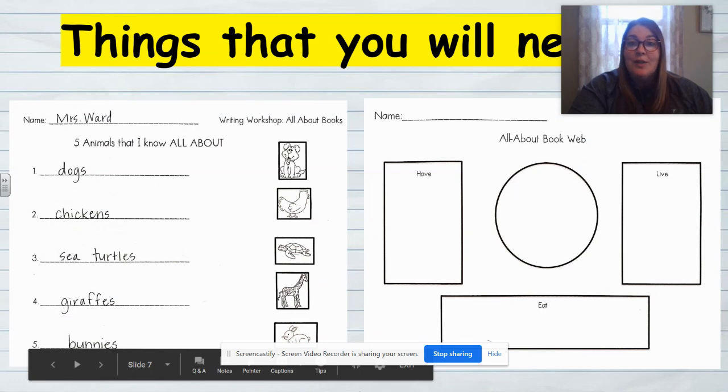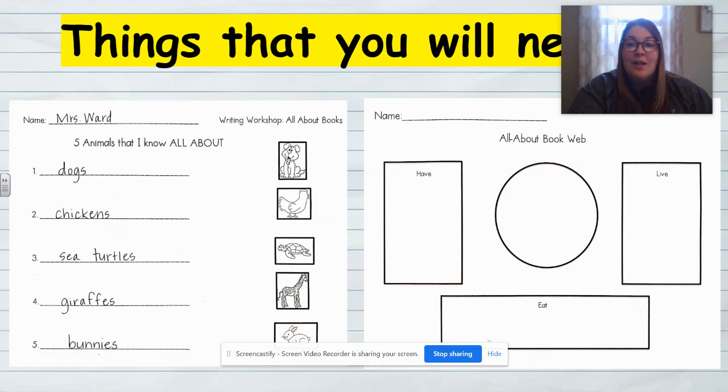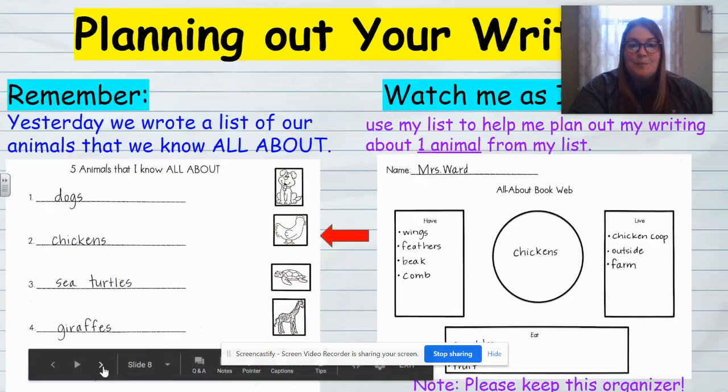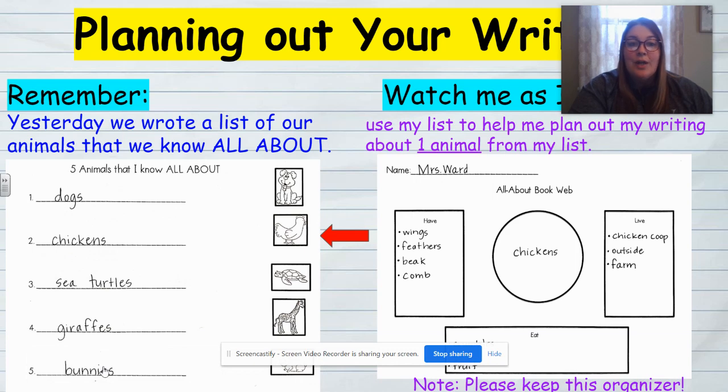So some things that you will need today for writing, you're going to need the list that you created yesterday of the 5 animals that you know all about. And then you're also going to need this organizer or this All About book web to help us plan out our writing. All right, and I'm going to show you today how to use that and what we do with that information. So yesterday we wrote a list of animals that we know all about.